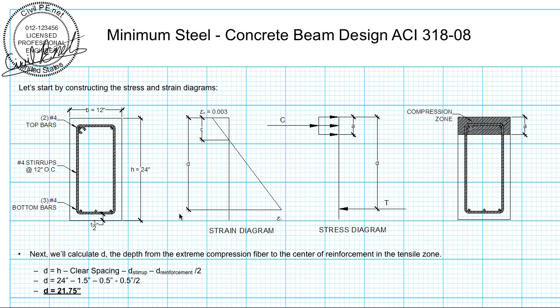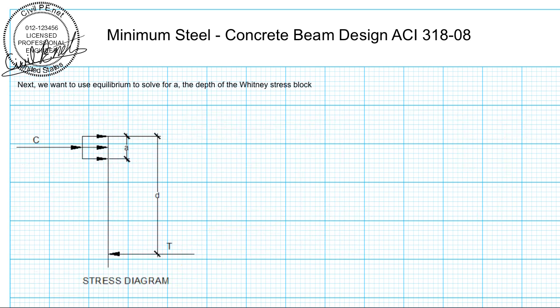So d is equal to the height of our beam minus the clear cover minus the diameter of the stirrup minus the diameter of the reinforcement divided by 2. You substitute those properties in and you calculate it out, you get d for this section is 21.75 inches. So now let's use that to solve for a, the depth of our Whitney stress block.